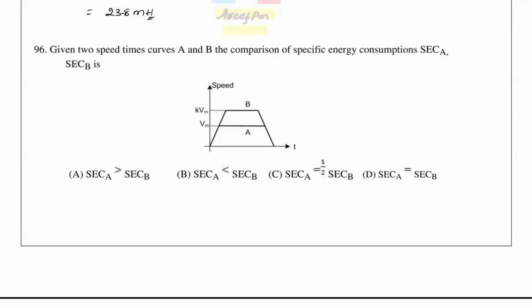The next question, given two speed time curves A and B, the comparison of specific energy consumption is SEA, that is this one, and SEB is this one. Okay, so speed time characteristics. A and B both have similar acceleration as well as similar retardation characteristics, but different maximum speeds. So in this case, the SEA, specific energy consumption of machine A, is nothing but specific energy consumption of B. So D is the right answer.